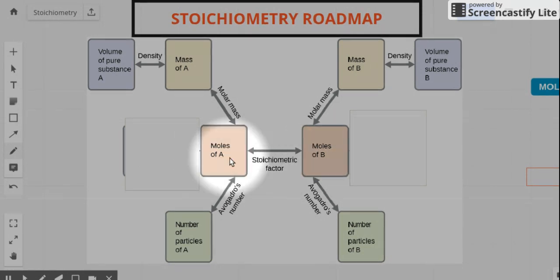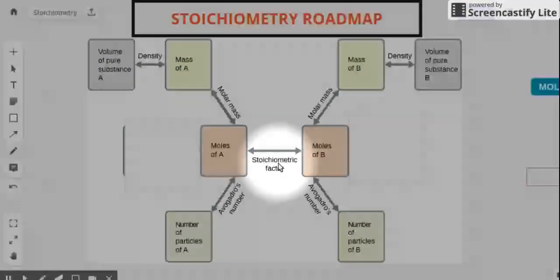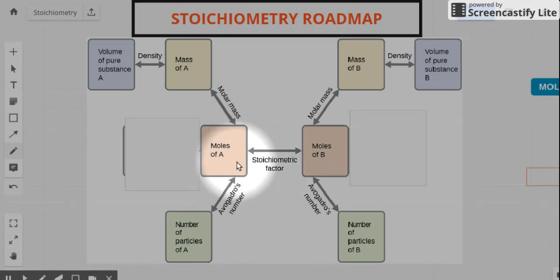If you're given moles of A and you want to get moles of B, all you need to do is get the stoichiometric factor. The stoichiometric factor is just your mole ratio. I will give you more problems about this, but for now, please remember the roadmap. So to link mole A to mole B, all you need to do is multiply it by the mole ratio of the given substance with that of the substance you're being asked to solve.